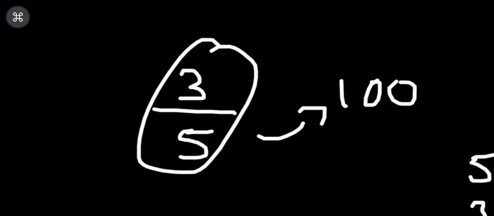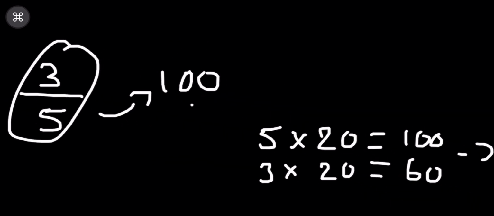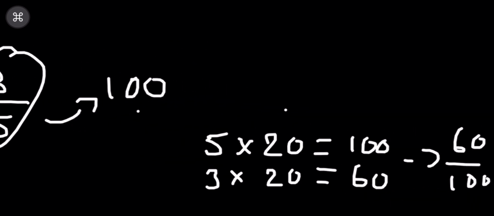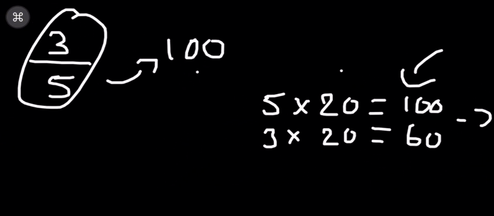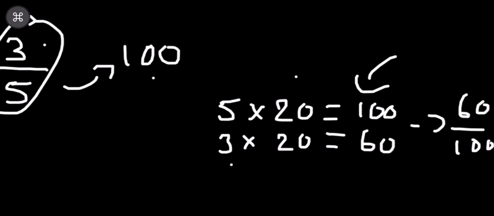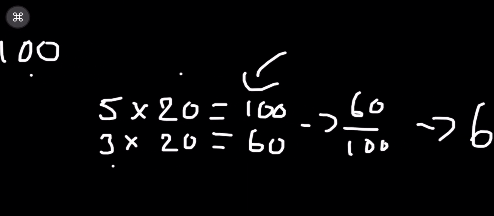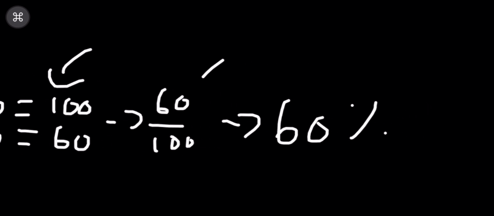Let's look at 3/5. We want the bottom, the denominator, to become 100. So what number turns 5 into 100? It's 20. So 5 times 20 equals 100. So now we do the same to the other side. We multiply the top by the same number. 3 times 20 equals 60. Now the fraction becomes 60 100ths, which is 60%.